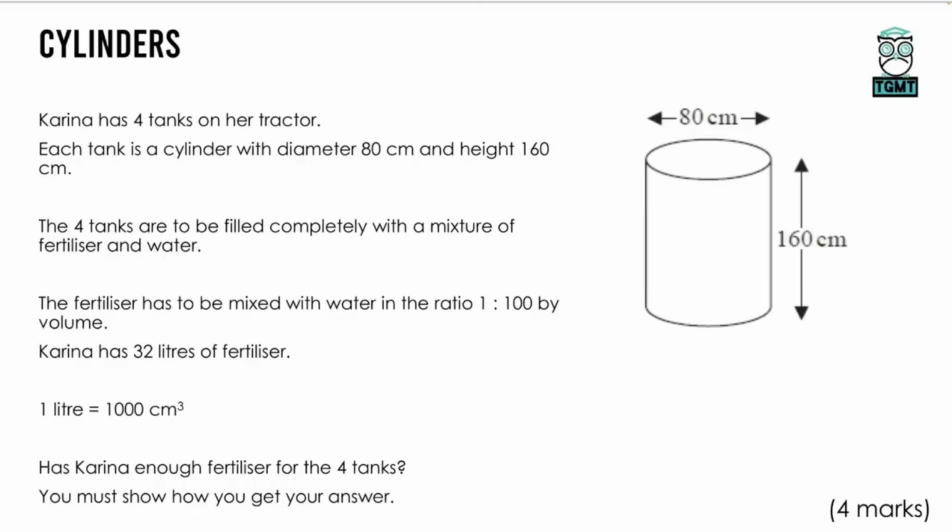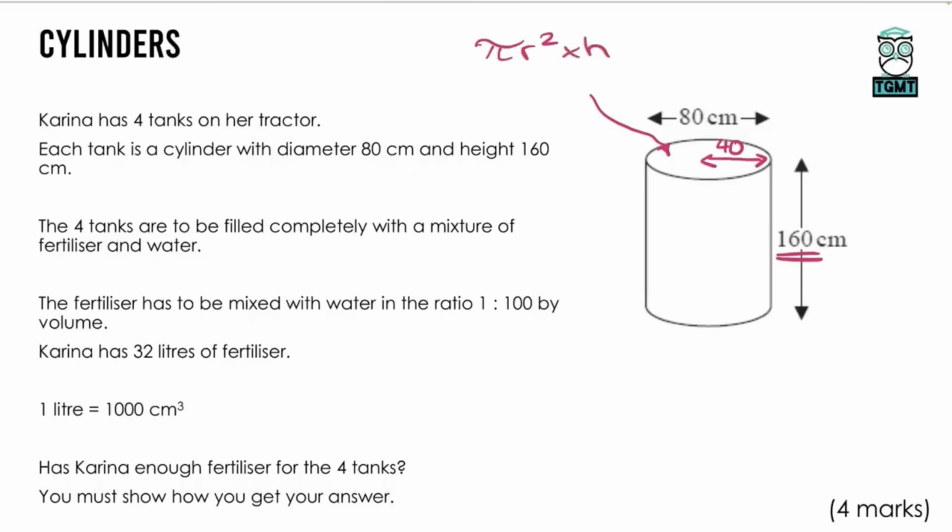Well, for starters, we need to work out the volume of one of these cylinders. The volume of a cylinder is the same as any other prism: you get the area of the cross-section and times it by the height. The cross-section here is a circle, so we need to get the area of this circle. To do that, we want to know the radius. The radius is half of the diameter, so that's 40 centimetres, and then we use our formula pi r squared. Once we've done that, we times it by the height, and that's the volume of the cylinder.